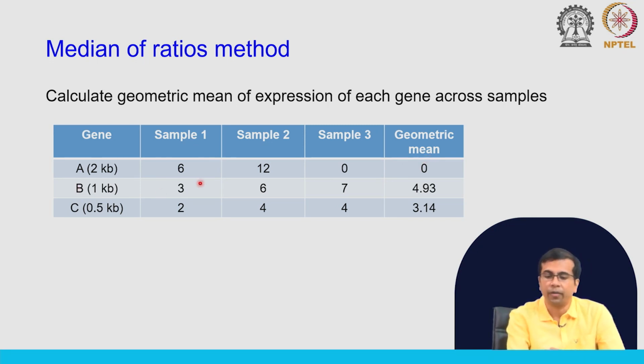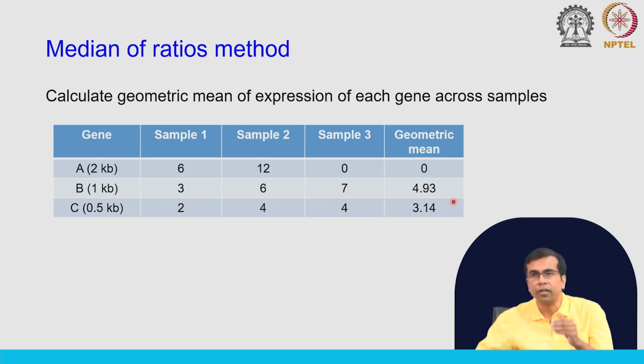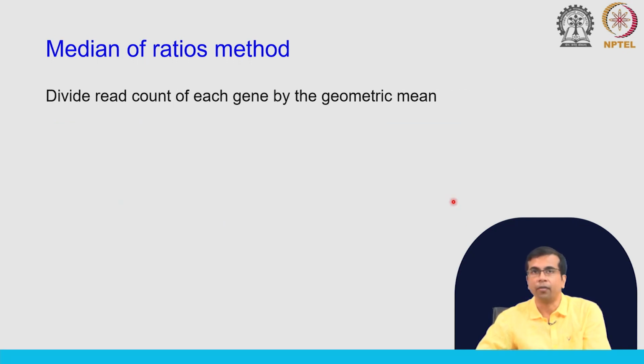For gene B, we have sample 1, sample 2, sample 3, we calculate the geometric mean. Again you know how to calculate geometric mean, you should be able to do this. For gene C, again we take these 3 values, we calculate the geometric mean, and you continue this, you do this for thousands of genes. If you have 10,000 genes, you do the same process for each of them. So, once we have done this, the next step is divide read count of each gene by the geometric mean now. So, we have to divide these counts by the last column.